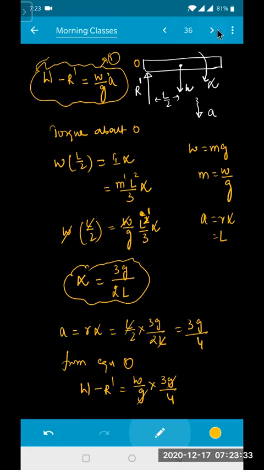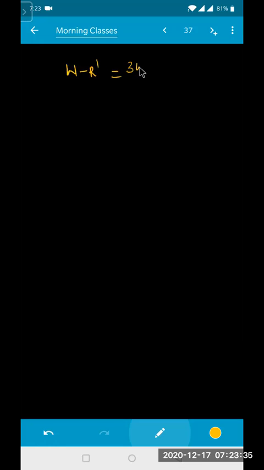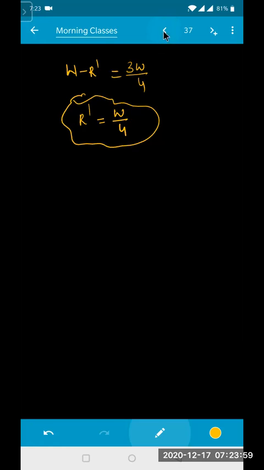So this one, yes sir, is 3W divided by 4. What will R dash be then? R dash is equal to 3 by 4. This will become minus, so this will go positive and this becomes negative. To remove this, 3 by 4 minus this one, this will become for me how much? W by 4, right? Yes, sir. So R dash is W by 4.